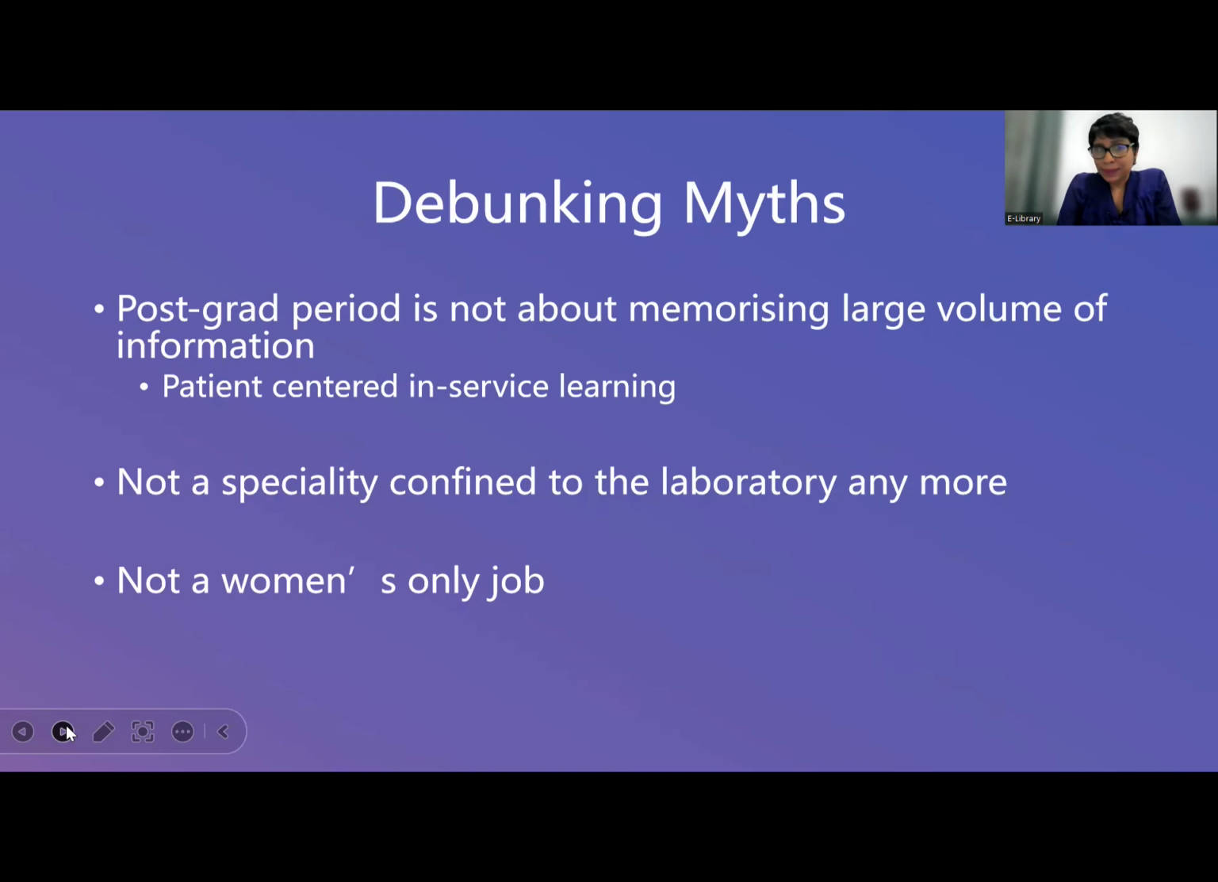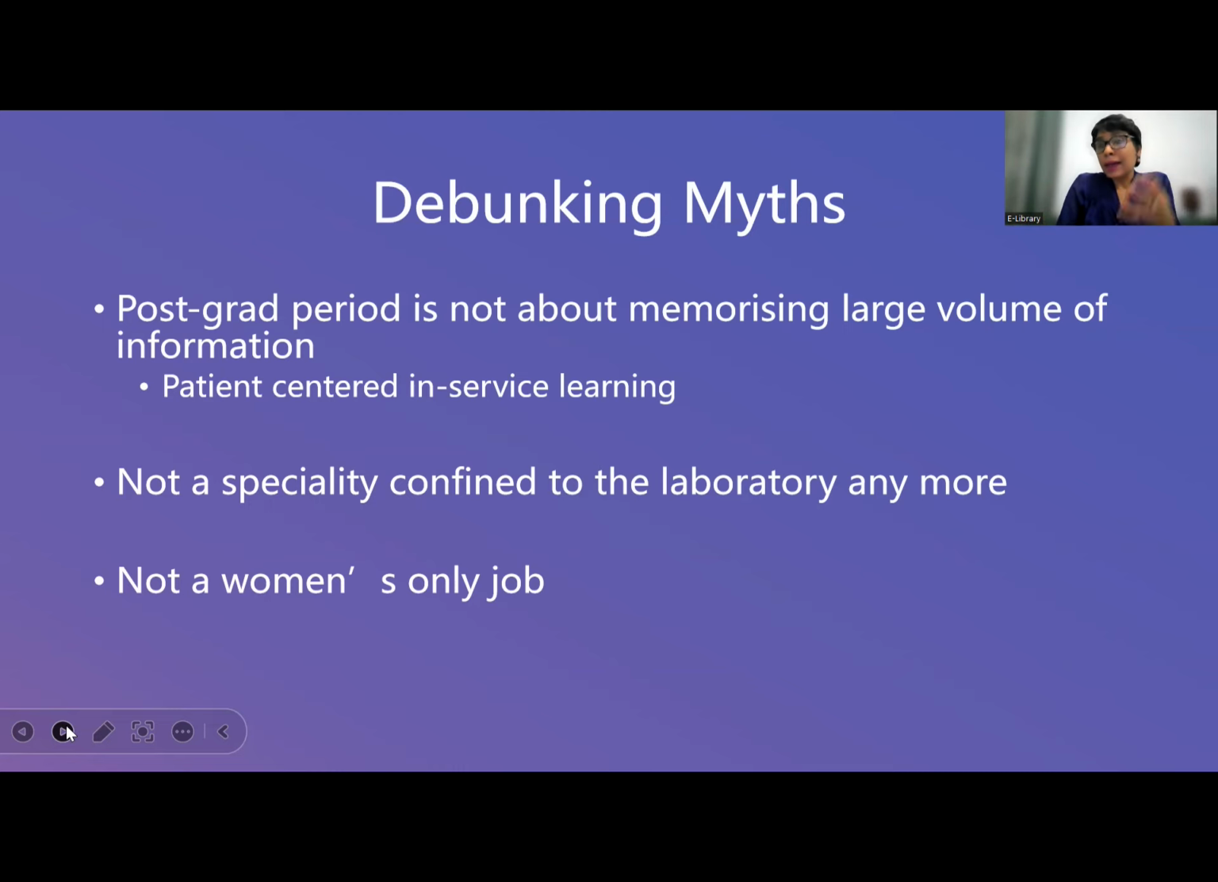So there are some myths. One is that postgraduate pathology is all about memorizing large volumes of information. It is not. The postgraduate program is an in-service program, and the learning is patient-centered. So you learn surrounding your patients, and there has to be backing of theory knowledge, and you have to be up to date.